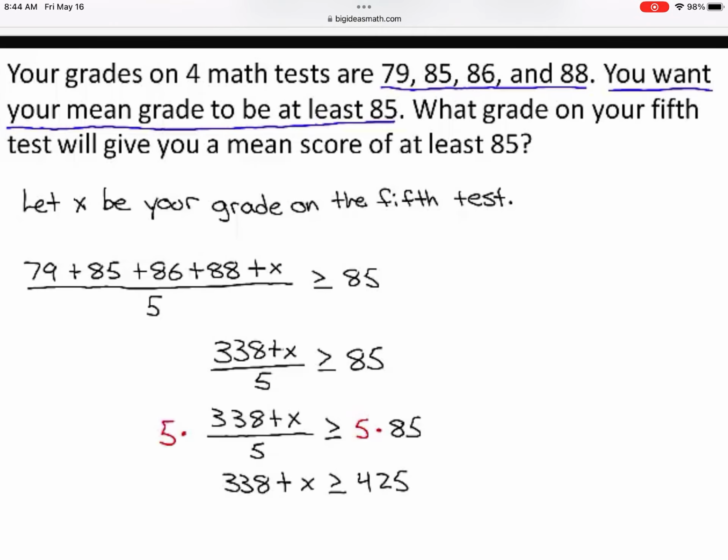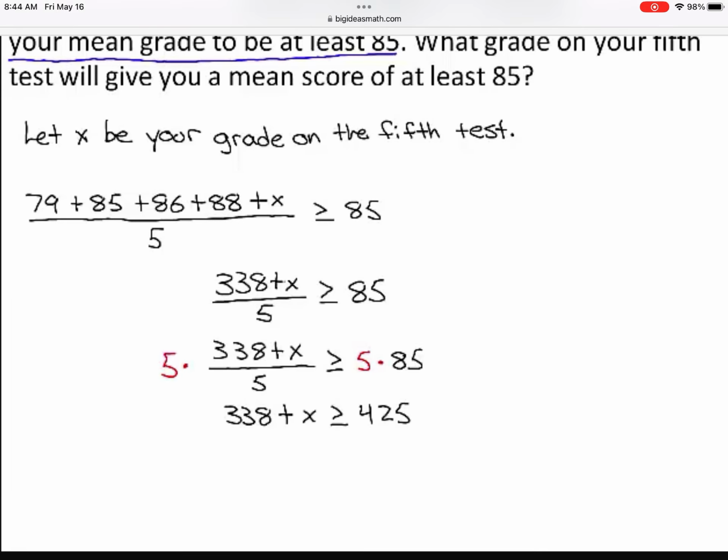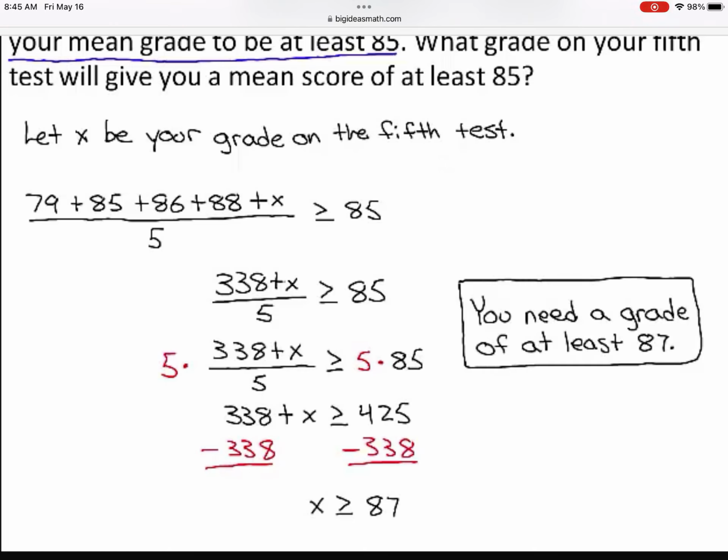Next, use the subtraction property of inequality. Subtract 338 from each side of the inequality. Because 338 minus 338 is 0 and 425 minus 338 is 87, x is greater than or equal to 87. So you need a grade of at least 87.